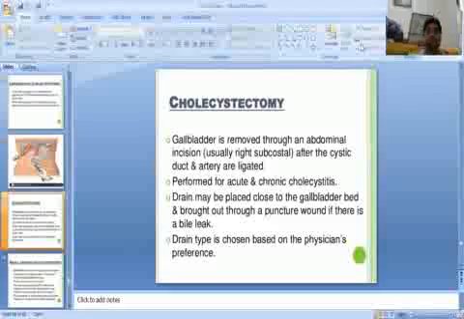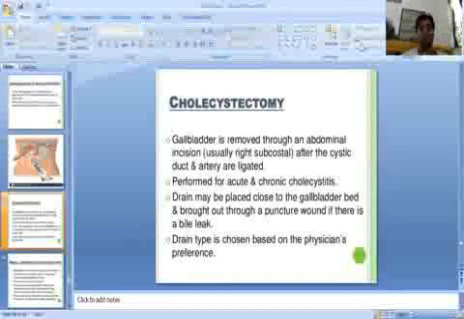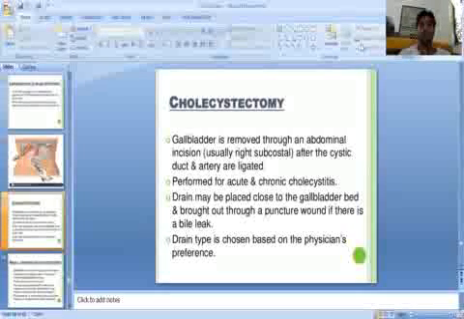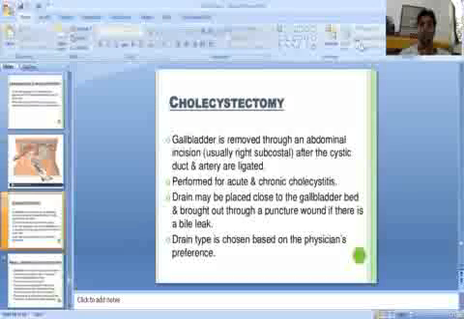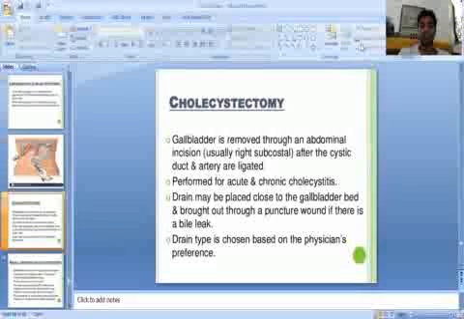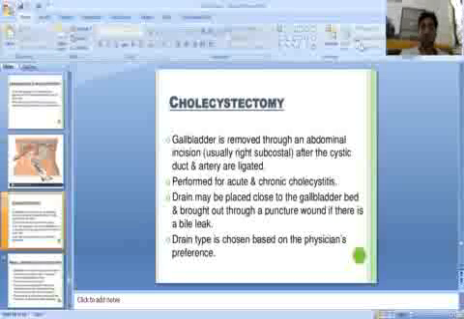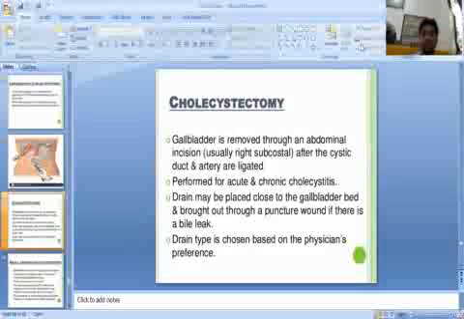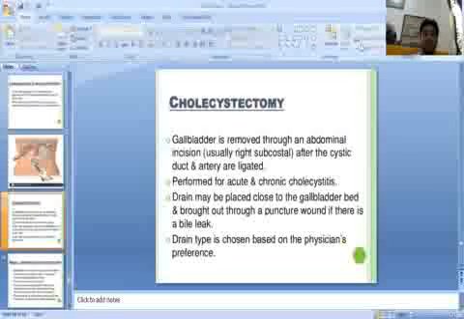The gallbladder is removed through an abdominal incision, usually right subcostal, after the cystic duct and artery are ligated. Performed for acute and chronic cholecystitis. A drain may be placed close to the gallbladder bed and brought out through a puncture wound if there is a bile leak. The drain type is chosen based on the physician's preference.